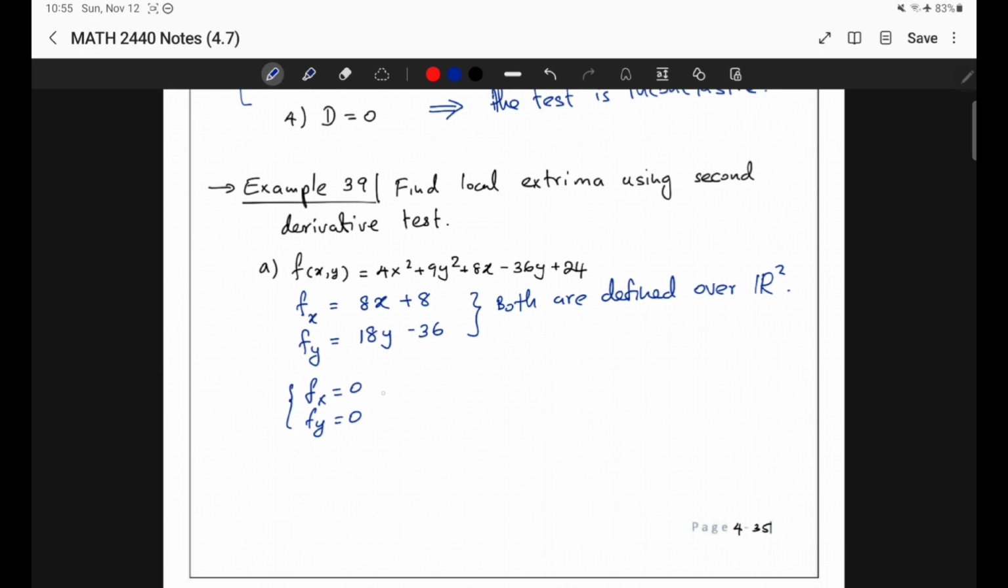The only way to find critical points is you make them equal to 0. By making them equal to 0, you can find x equals -1 and y equals 2. So that is the critical point. So let's write it down. -1 comma 2 is the only critical point.